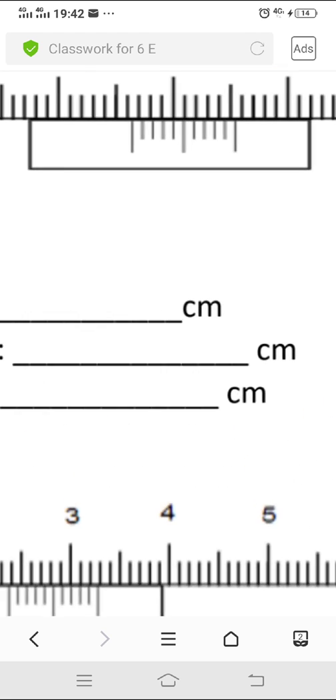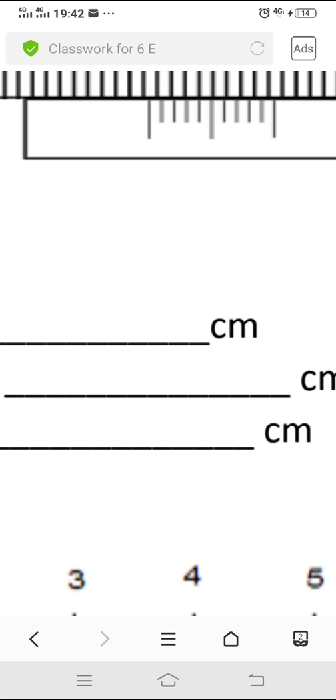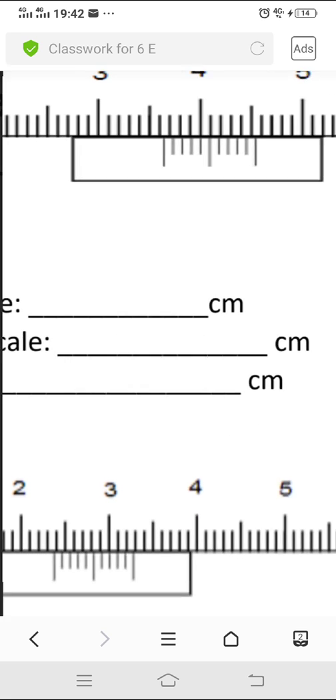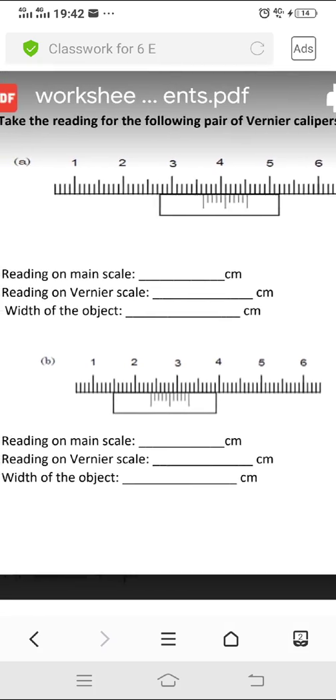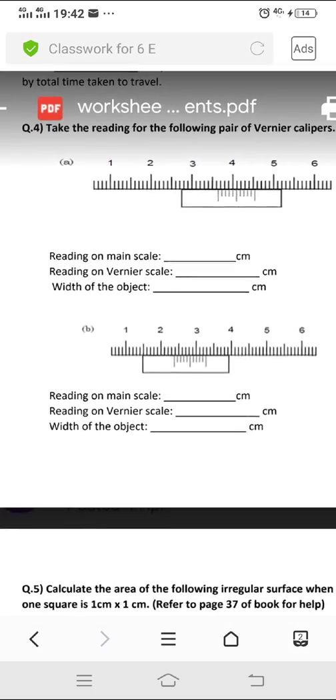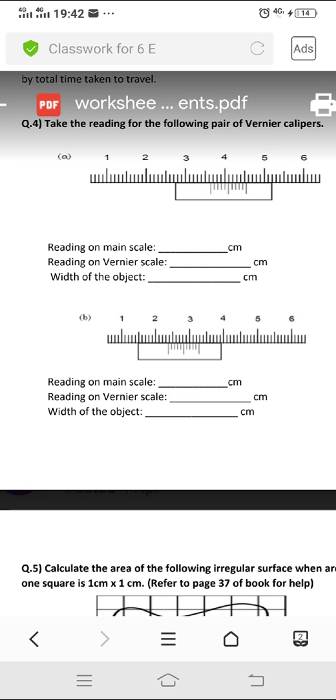So remember that this is always going to be 0. This is going to be 1, 2, 3, 4, 5, 6, 7, 8, 9, and 10. Now, how do we take the reading from a vernier caliper? Remember, you have to basically do it in a stepwise manner.